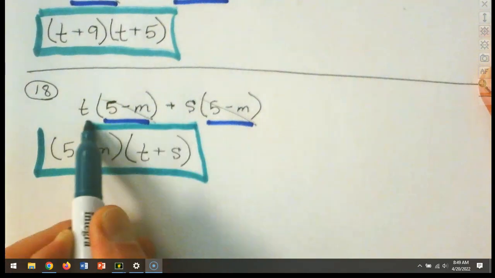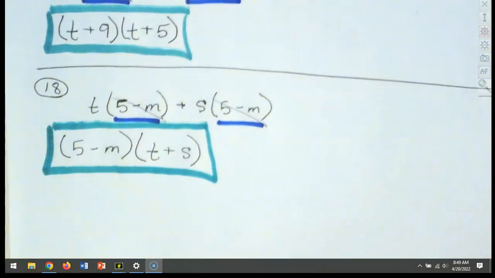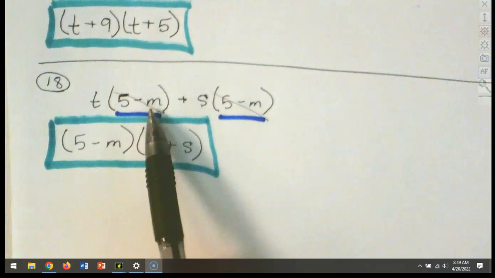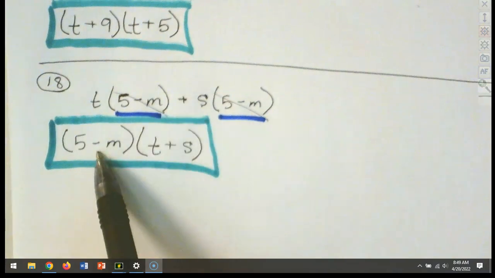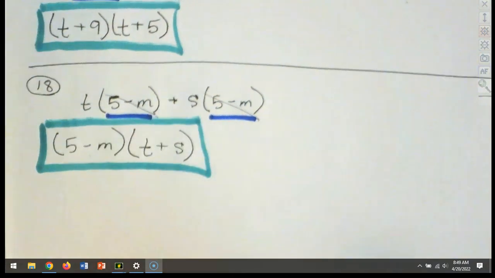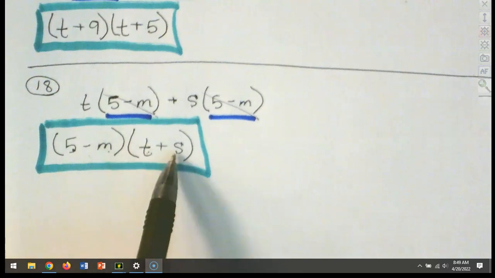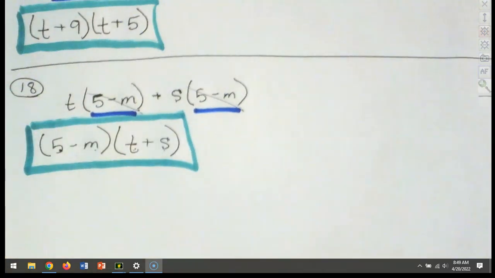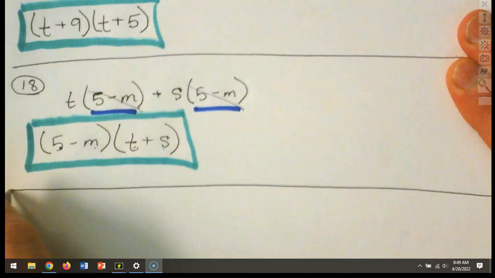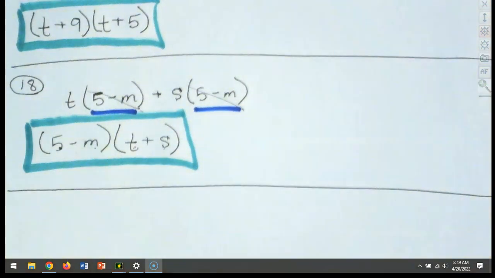A lot of times I think students struggle with when to stop, and they think that these problems should be more complicated. Some of them are a lot more difficult than others. Some of these are just saying, okay, those are the same, factor it out. What's left over? Write it down. That's it. How do we know we're going to stop here? 5 and an m, nothing in common. T and an s, nothing in common.